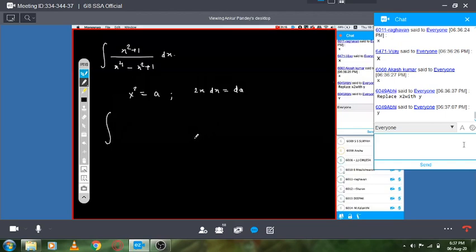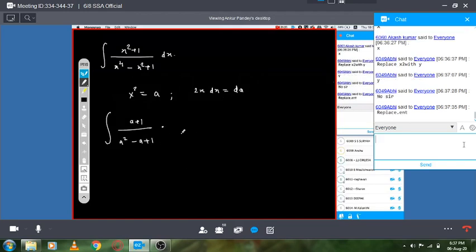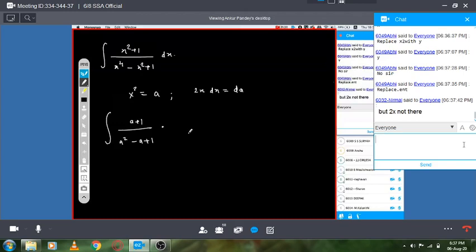Then surely our question will look better: integration of A plus 1 upon a square minus a plus 1, then dA. But how can you replace without changing? How come?